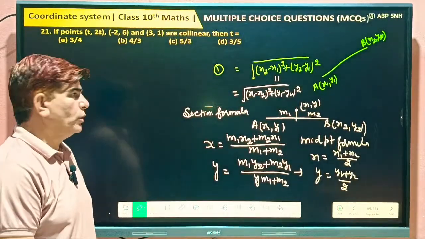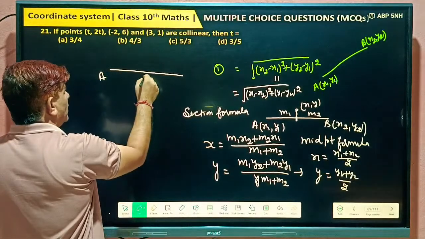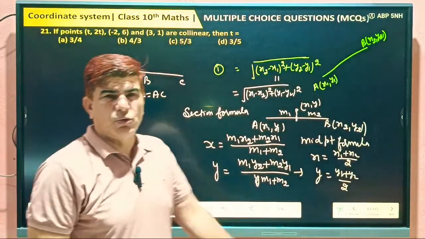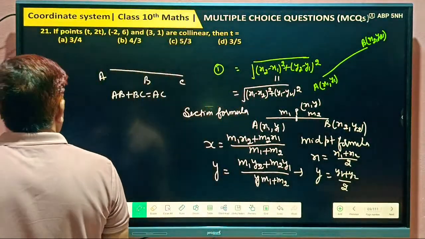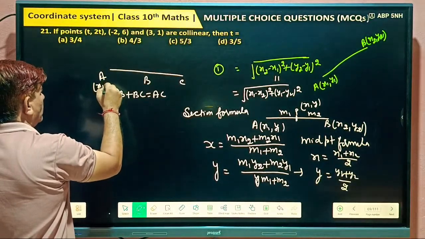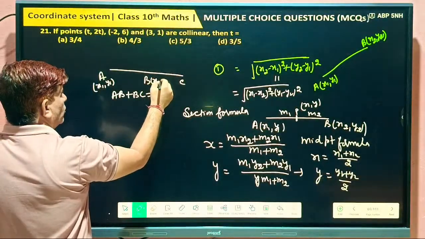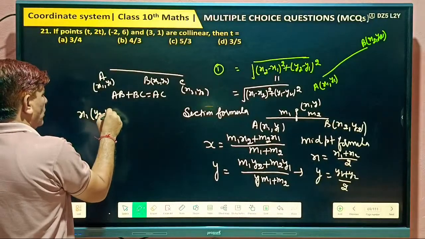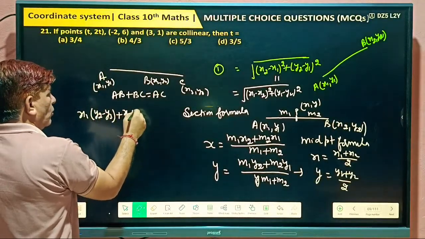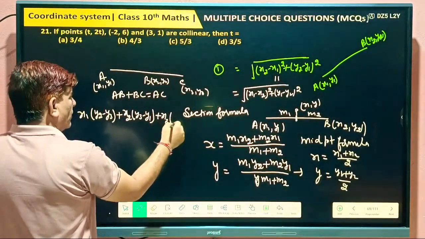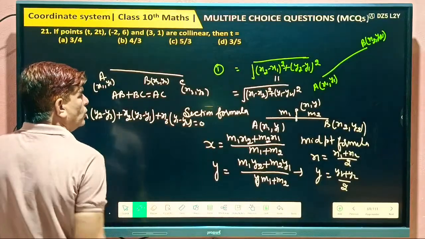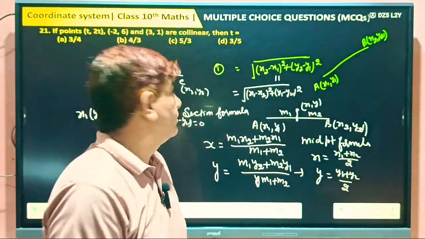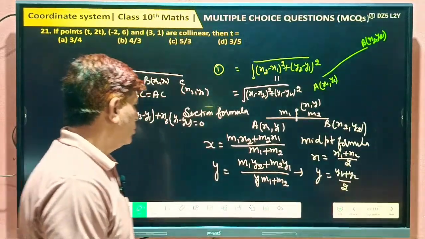And next is collinear. Collinear means lying on one line. A, B, C are collinear if AB plus BC equals AC. One way is to solve by using the distance formula. But there is one more method: if the points have coordinates (x1, y1), (x2, y2), (x3, y3), then if x1(y2 minus y3) plus x2(y3 minus y1) plus x3(y1 minus y2) is equal to 0, then the points are collinear. Three or more than three points are collinear. And if this is not equal to 0, then they are not collinear.